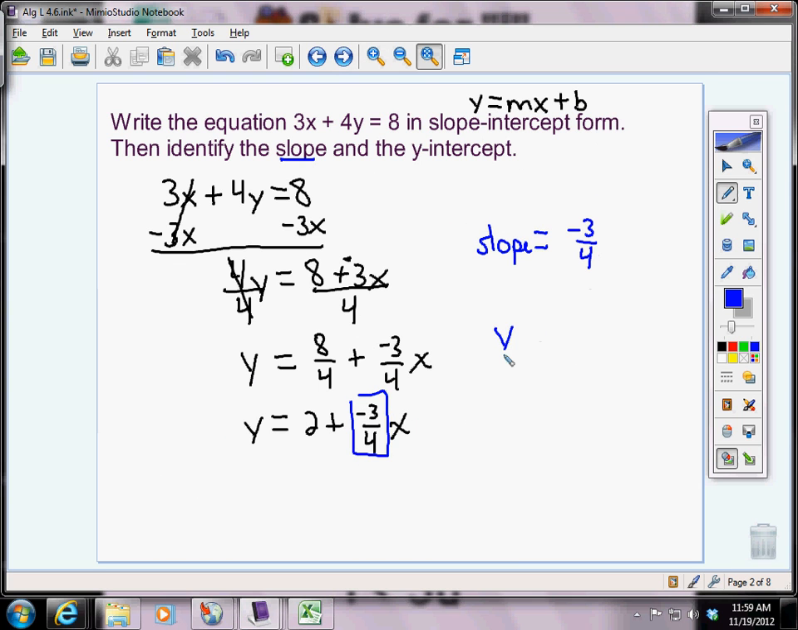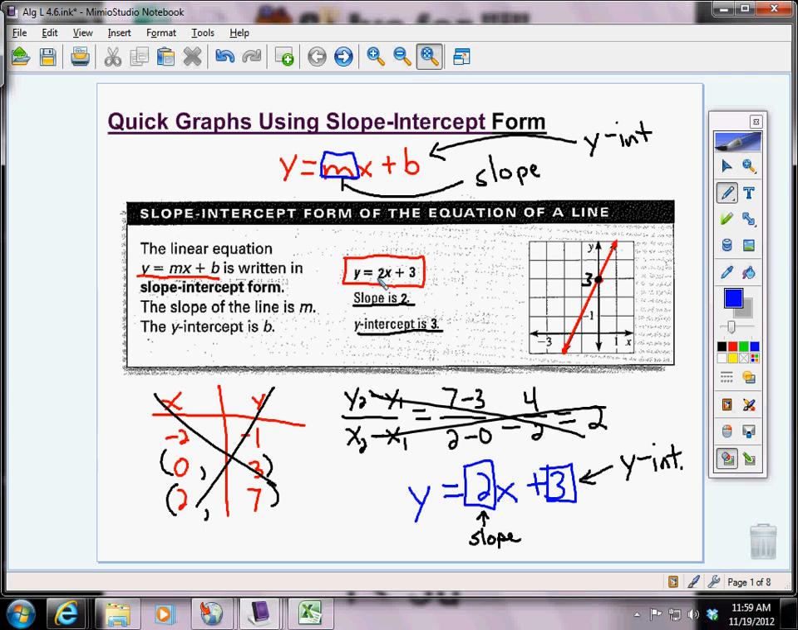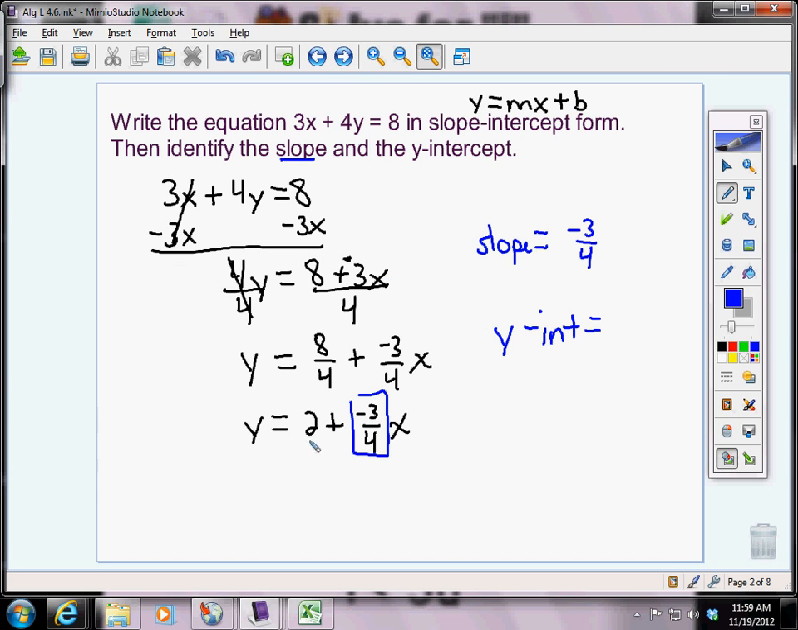And then what's our y-intercept? Remember, our y-intercept is whatever's going to be added on. Whatever's being added on, wherever you want to look at it. So what's being added on here? What constant? 2. So our y-intercept is 2.